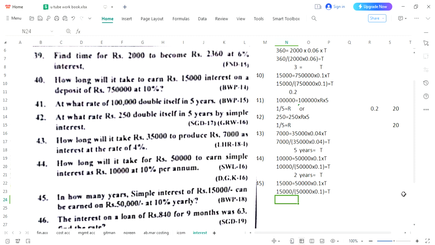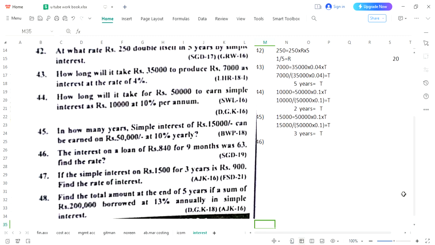Now we will put them on calculator. 15,000 divided by 50,000 and multiply by 0.1 bracket close. So here we have got our answer. 3 is your answer for time, 3 years. 45th question is solved. Now 46th we will see what it is saying.